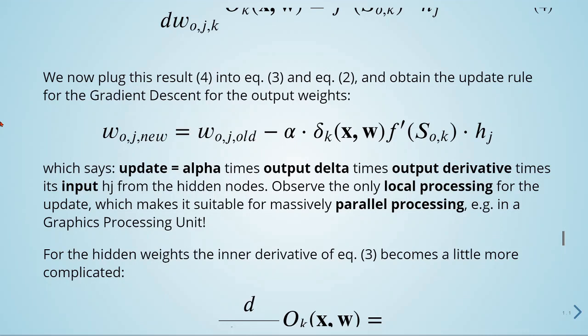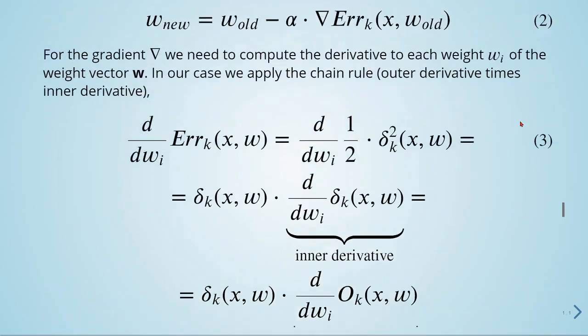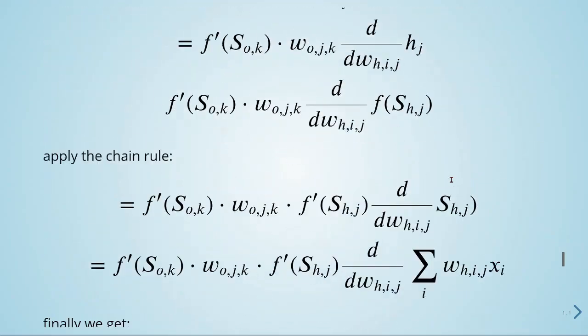We observe that we only have local processing for the update, which makes it suitable for massively parallel processing, for example using a GPU, or graphics processing unit. For the hidden weights, the inner derivative of equation 3 becomes a bit more complicated.